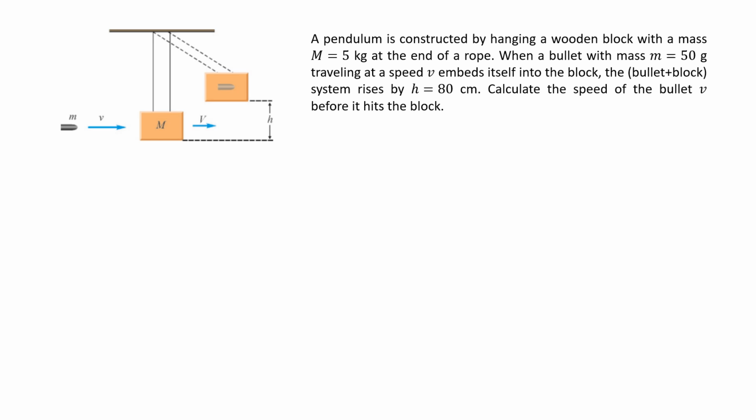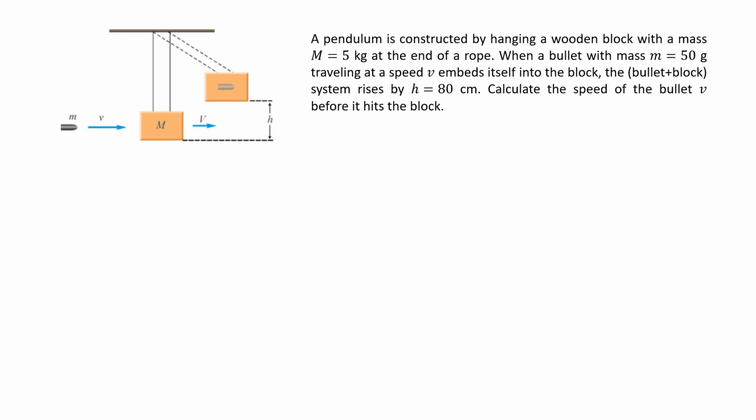A pendulum is constructed by hanging a wooden block with a mass of 5 kg at the end of a rope. When a bullet with a mass of 50 grams traveling at a speed of v embeds itself into the block, the bullet plus block system rises by 80 centimeters. Calculate the speed of the bullet v before it hits the block.